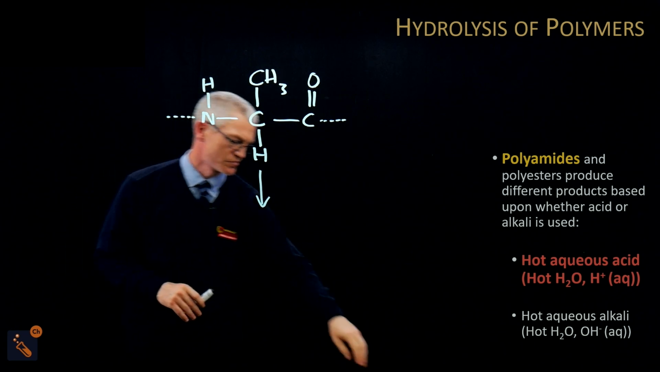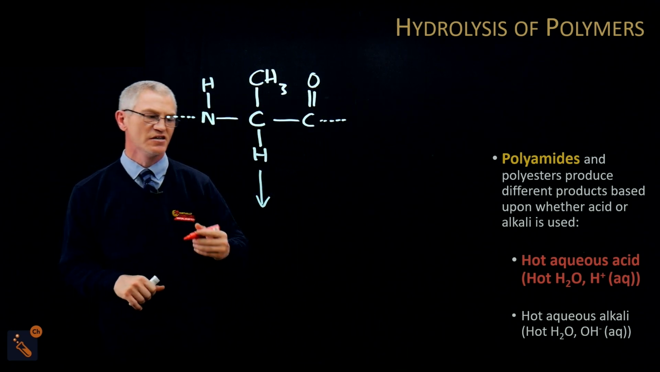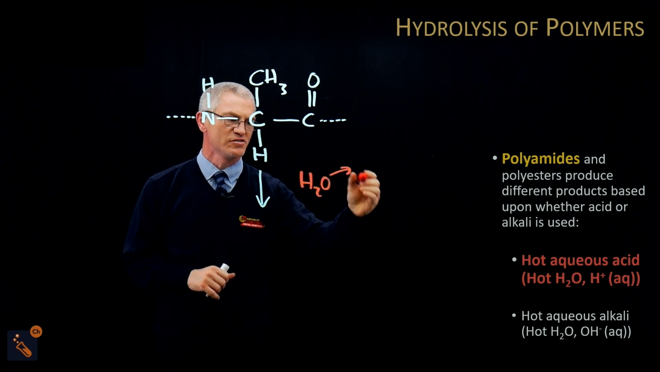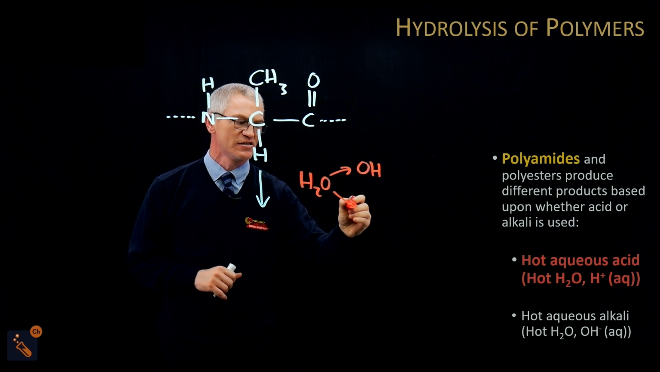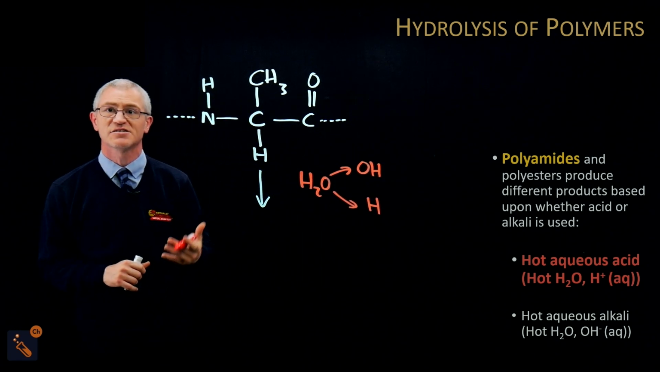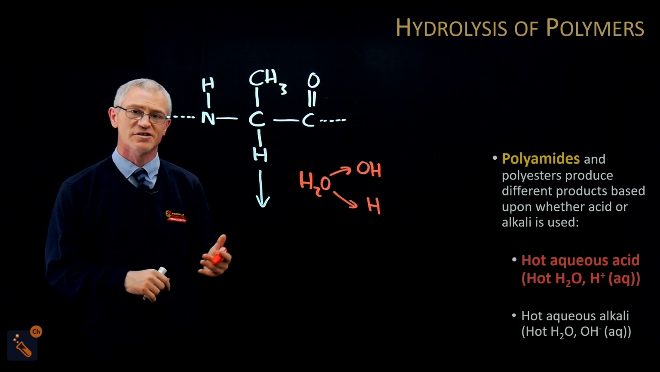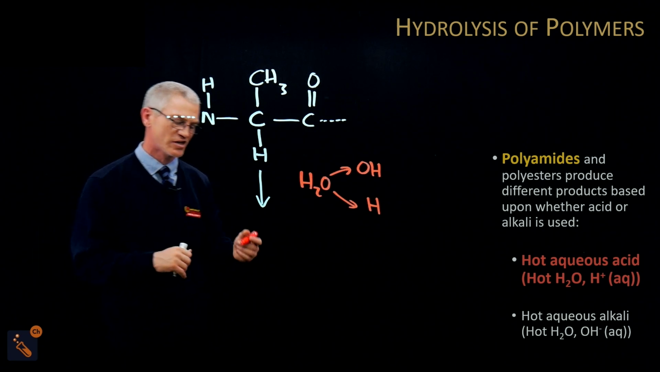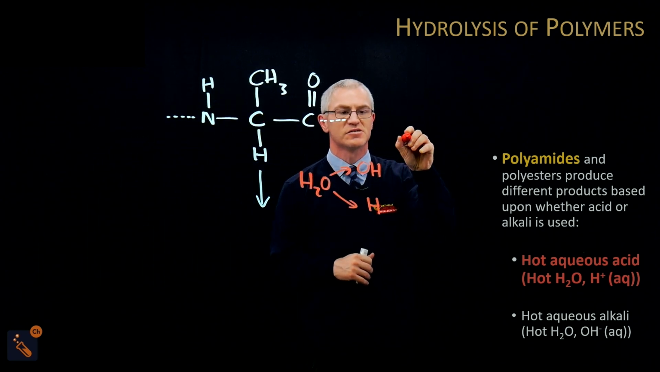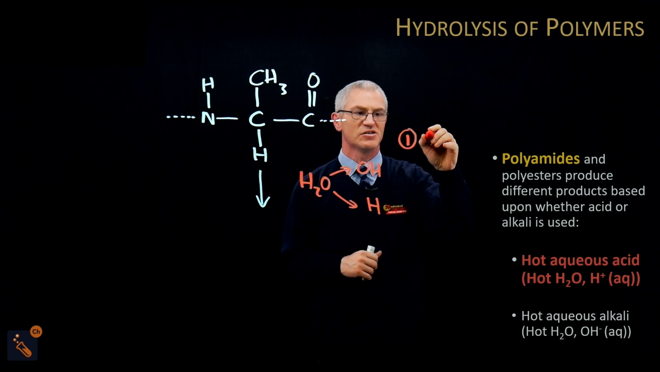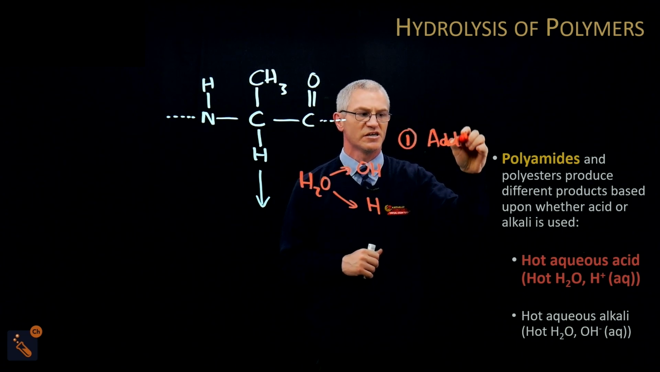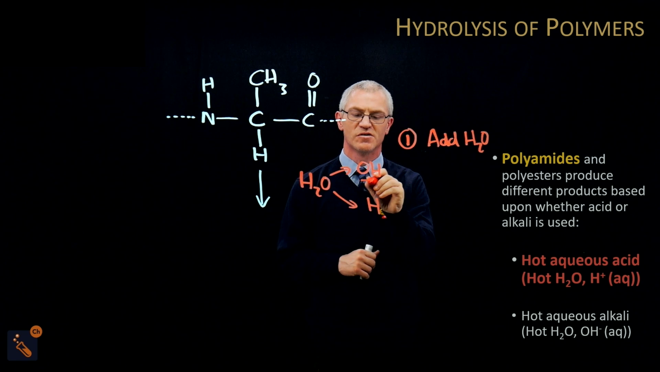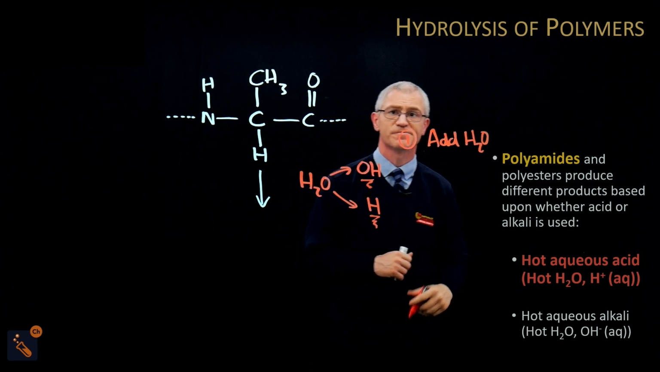First of all, I'm always going to do our acid ones here in red. So we're going to add H2O. Now the H2O is added in two parts, and it's added as an OH or it's added as an H, and that's just simply to try and get it easy in your head to see where the different parts go. And to do hydrolysis, I always recommend you do it in two parts. So the first part is you add your H2O, in the form of OH and H.